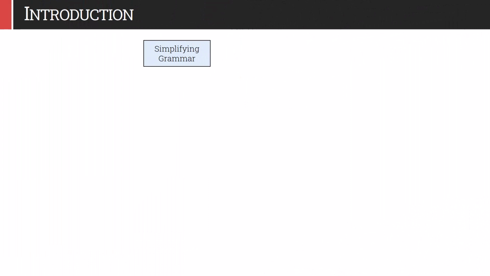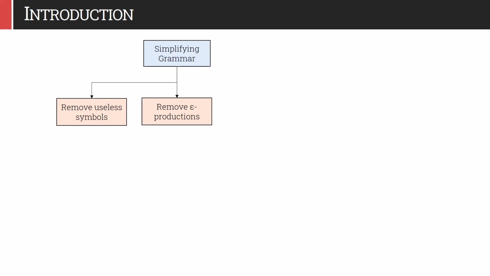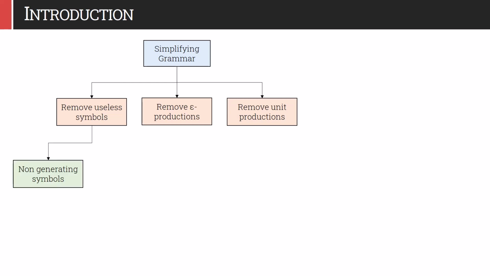To simplify the grammar, basically we have to follow three steps. We have to remove all the useless symbols, we have to remove all the epsilon productions, and we have to remove unit productions. To remove the useless symbols, we have two steps: either we can remove non-generating symbols, or we can remove non-reachable symbols.